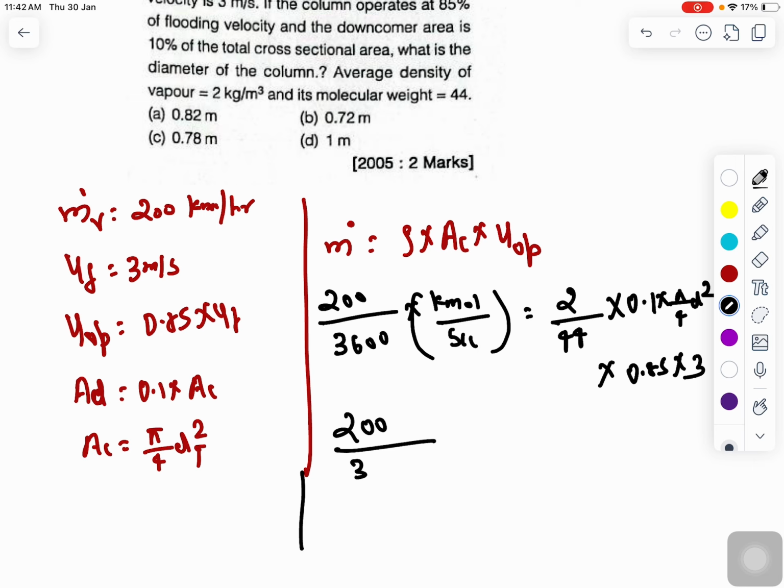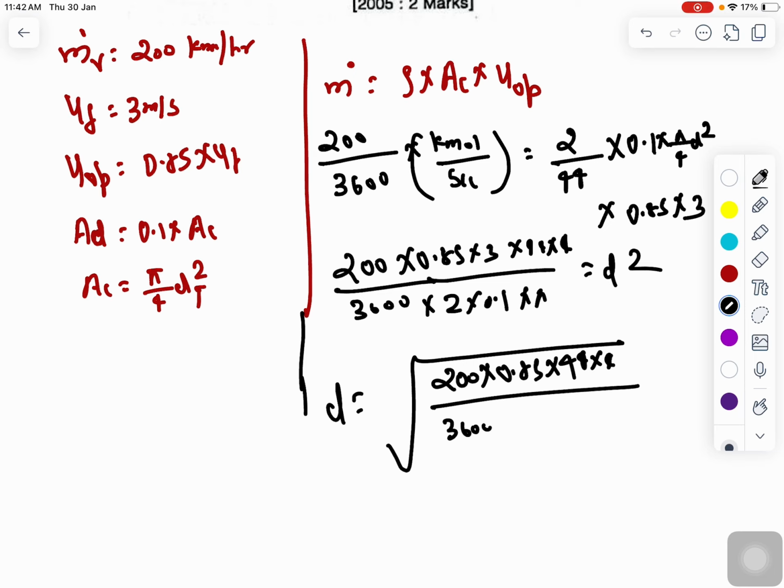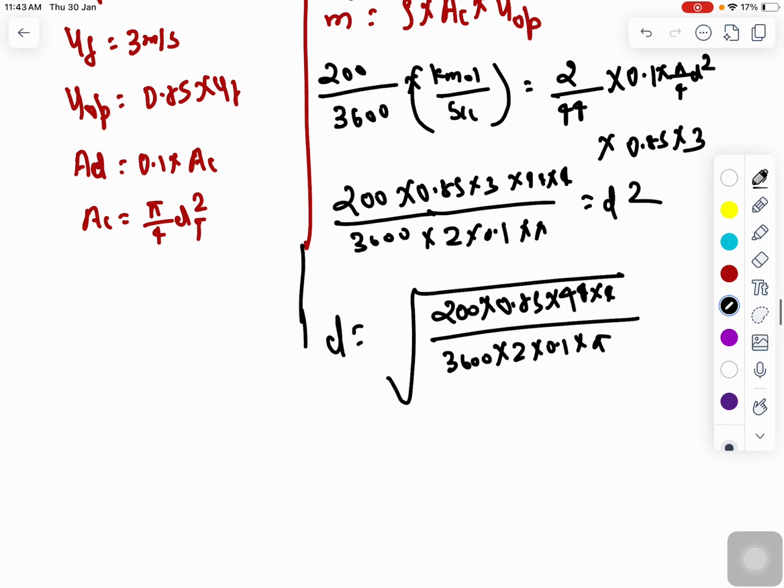So that is 200 divided by 3600 multiplied with 0.85 into 3 into 44 multiplied with 4 multiplied with 2 into 0.1 into pi, which is equal to d square. So finally you will get the d value, that is equal to root over 200 into 0.85 into 44 into 4 divided by 3600 into 2 into 0.1 into pi. So after doing this calculation, you will get the value of the diameter of the column, that is equal to 0.82 meter.